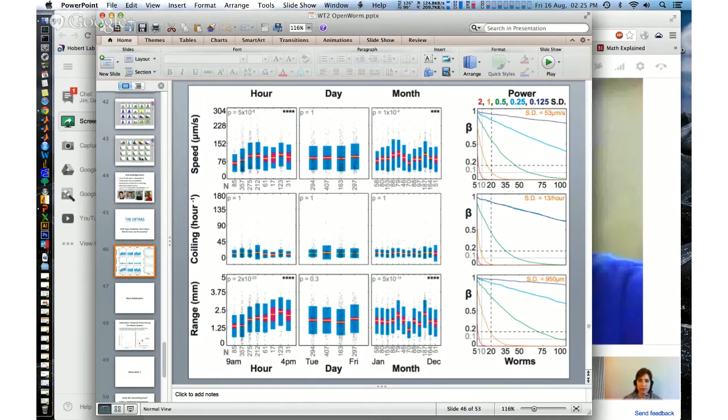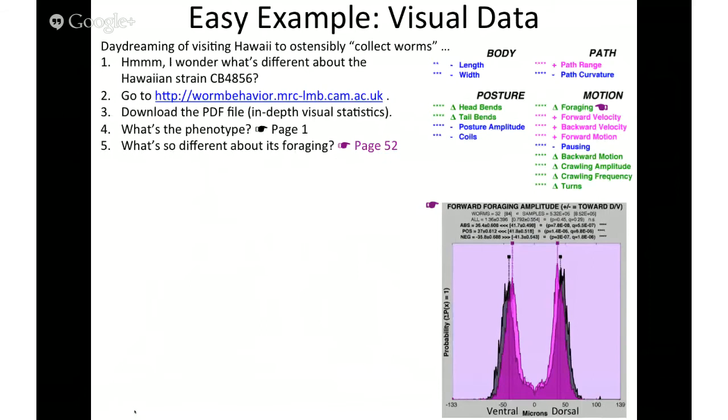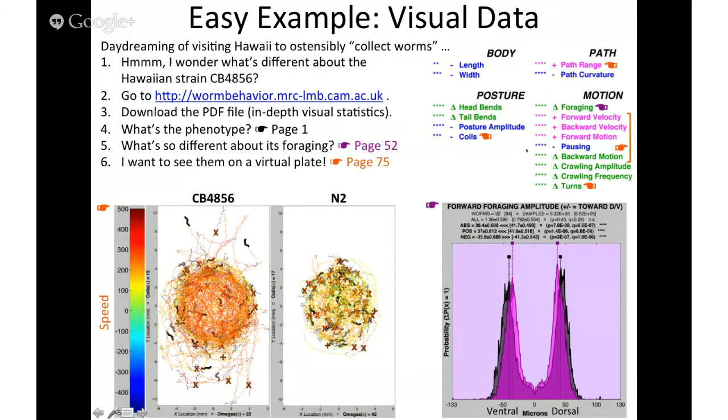Thank you. Okay, let me go back to where we were. Now that I've looked at the foraging, I'm also interested in these other measures, right? The velocity, the number of turns, the coiling that took place, and the range of the path. So I want to look at that, and I can bring up in my PDF a worm on a virtual plate, 24 of them, right?